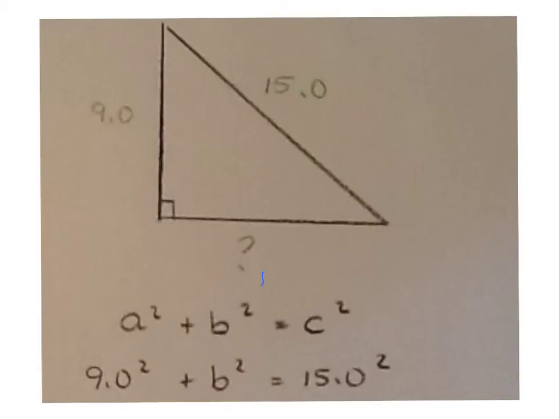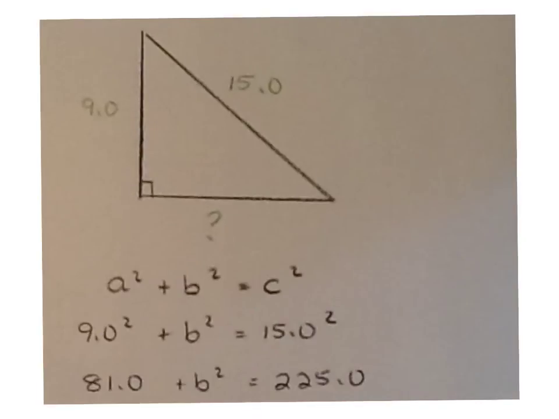So when we write our formula, we'll still write a squared plus b squared is c squared, but when we put our numbers in, they're going to go in for a and for c. So this will give us 9 squared plus b squared is 15 squared. Then we continue with the math that we did before. We need to square 9, which gives us 81. So we'll square 15 to get 225.